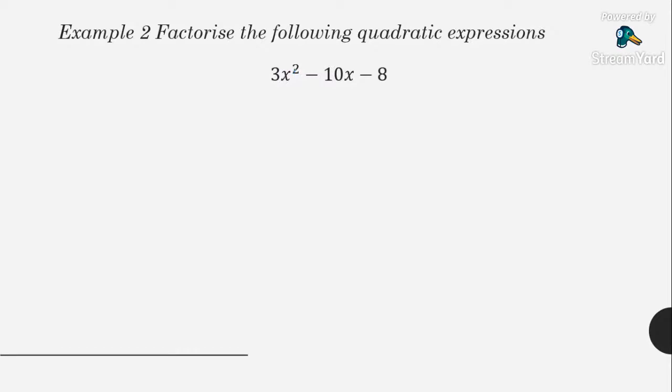Okay, so for this, we will start the same thing, put in the table. So this is 3x squared. This is negative 8. This is negative 10x. Okay, so this one, because here is a 3. Okay, when it's a 3, there's not much choices. We only have 3x and x, of course. Okay, but when it comes to 8, we have two choices here. We have 1, 8 and also 2, 4.